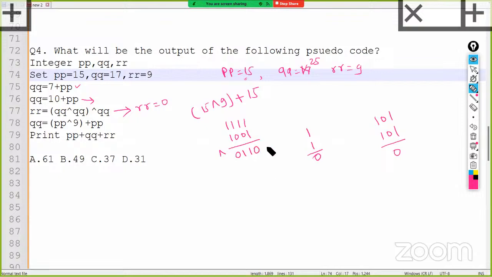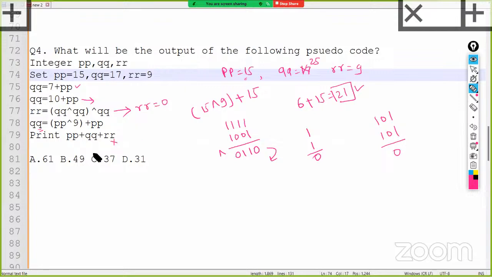Now let us convert them to decimal. Here we have 2 raised to 1 and 2 raised to 2. So what is 2 raised to 1 plus 2 raised to 2, guys? 4 plus 2, that is 6. So the value of 15 XOR 9 is 6, plus 15, that becomes 21. And this is the updated value of QQ.